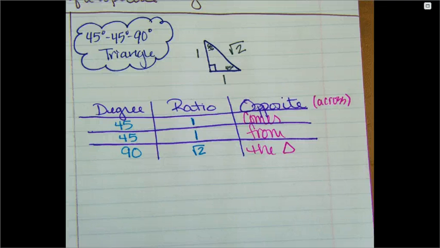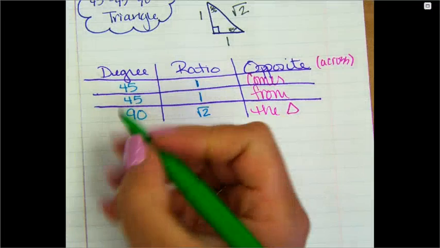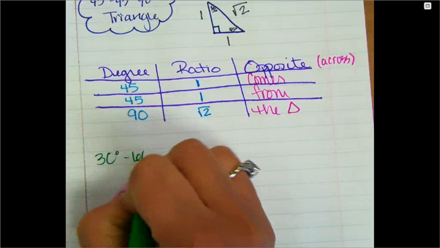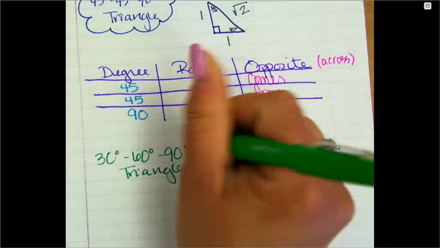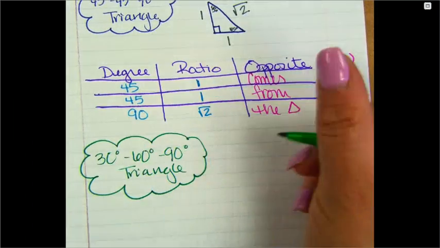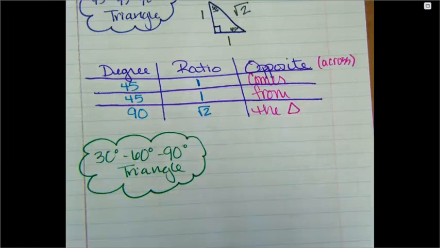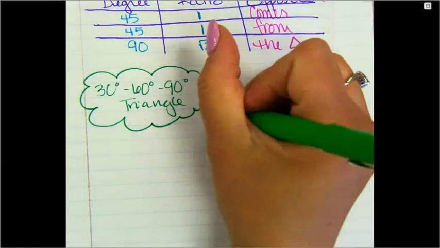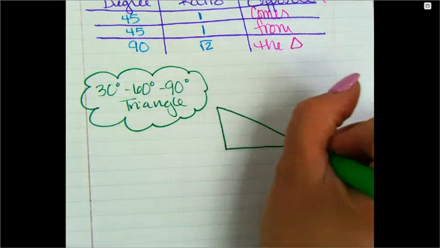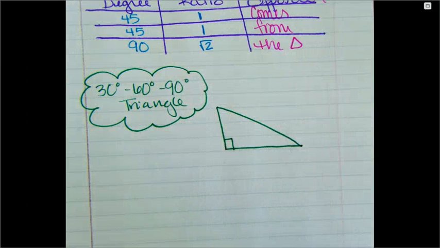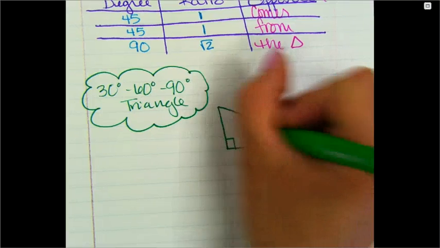Okay? Second type. There's only two types. Is your 30, 60, 90 triangle. This one's probably when I cut a what? Not a square, but a what shape? A rectangle. Still going to have 90 degrees. You're going to have one that's a 30 degree, one that's 60 degrees.